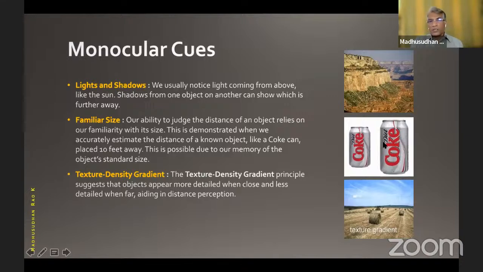Familiar size. See, look at these Coke cans. You keep a Coke can 10 feet away or something like that. Our ability to judge the distance of an object relies on the familiarity of its size. This is demonstrated when we accurately estimate the distance of a known object like a Coke can placed 10 feet away. This is possible due to our memory of the object's standard size. We know the size and we'll perceive it no matter what. Whether we keep it 10 feet away or 20 feet away, you'll say Coke 300 ml or 200 ml or 500 ml. You know the size, you'll feel, yes, this is it.